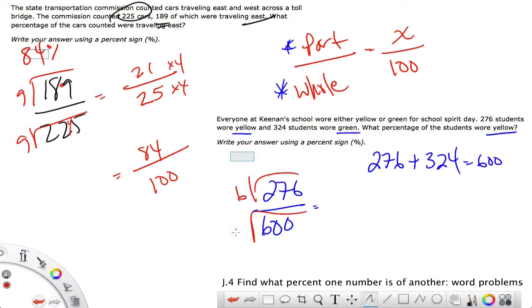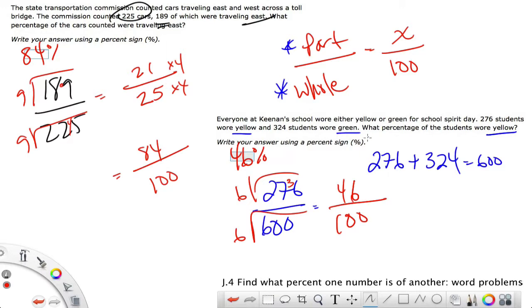So using short division, bottom is 100. Oh, this is looking great because it's now already in percent form. 6 goes into 27 4 times with 3 left over. 6 goes into 36 6 times, so this is 46%.